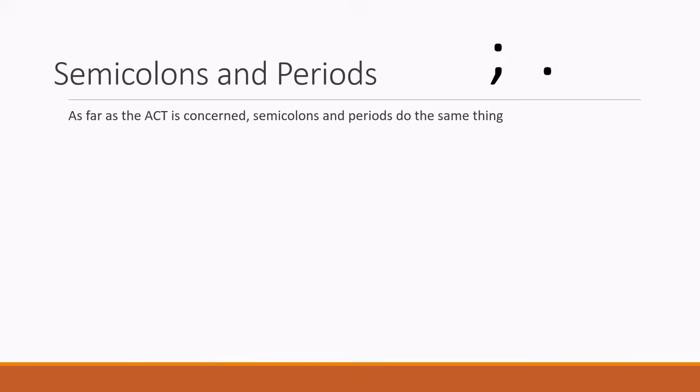It doesn't matter. So what do they do? They separate two independent clauses, which, if you don't remember, an independent clause has a subject, a verb, and makes sense on its own as a complete idea. So what else do we have to know? That's it. That's the ACT semicolon and periods.